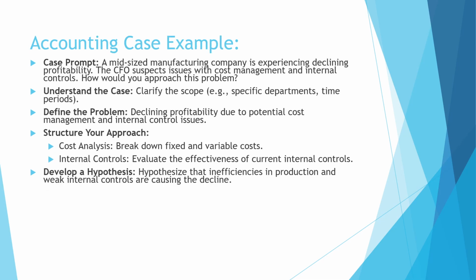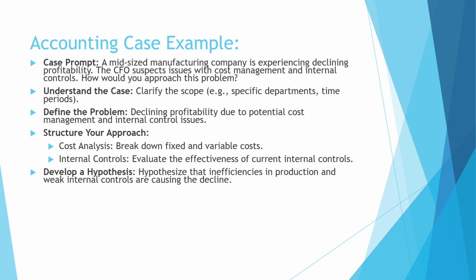Imagine you're presented with this situation. A mid-sized manufacturing company is facing declining profitability, and the CFO suspects issues with cost management and internal controls. First, clarify exactly what part of the company or time frame you're investigating. Understanding the scope keeps your analysis targeted and relevant. Define the core problem. Here, we suspect that declining profitability could stem from poor cost management and weak internal controls.